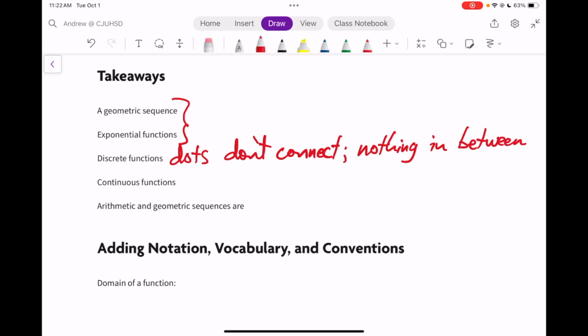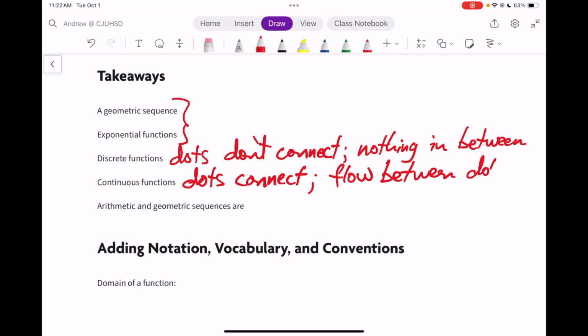A continuous function, the dots connect. And the reason they connect is because in between there is a continuous flow. So there is a flow between the dots. Arithmetic and geometric sequences are discrete. We go from one to the next to the next.